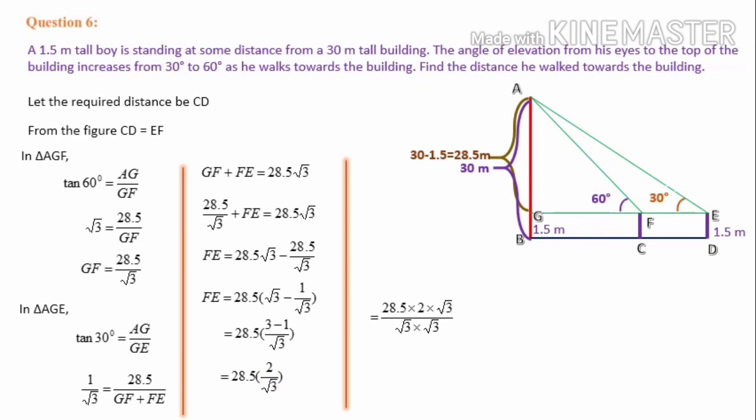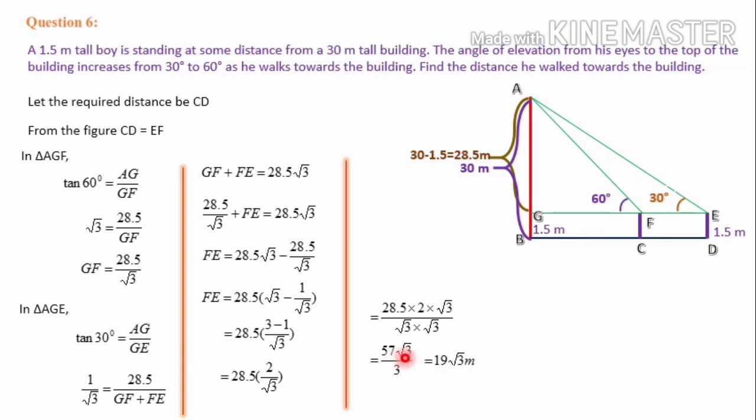So just multiply root 3 in the numerator and denominator. So 28.5 into 2 already here. Into root 3 we are multiplying in the numerator, and the denominator there is already root 3 before. So root 3 into root 3. That is equal to 28.5 into 2 is 57 into root 3 by 3. This 3 and 57 we can cancel. That is 19 you will get.